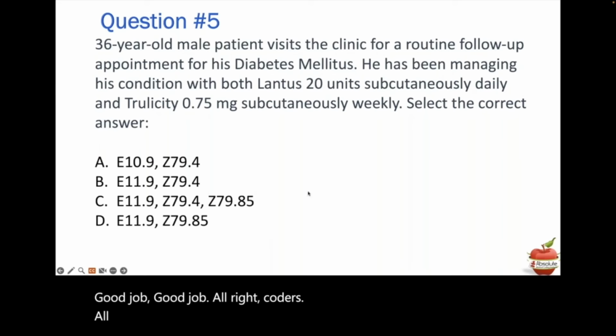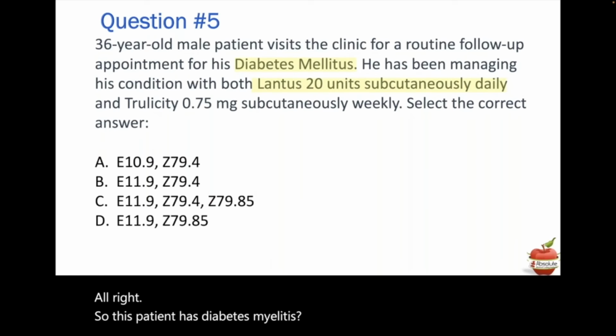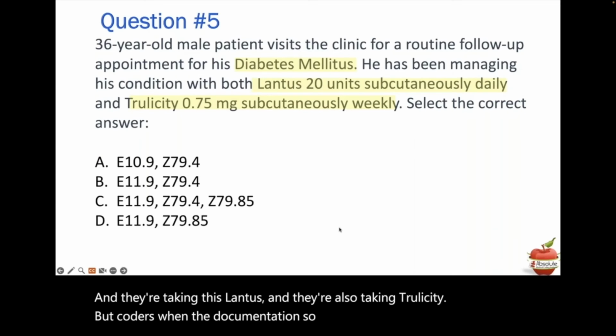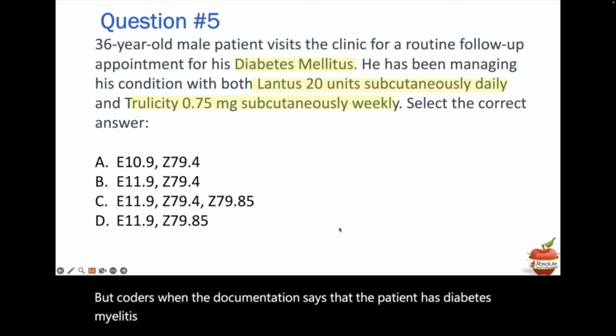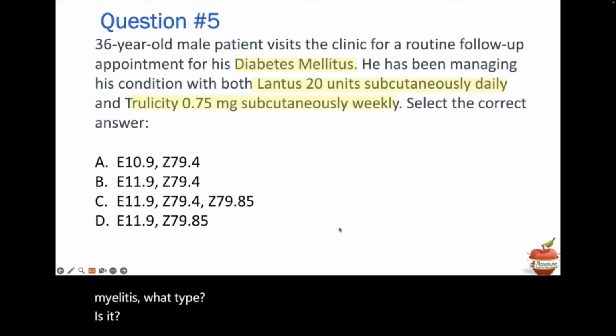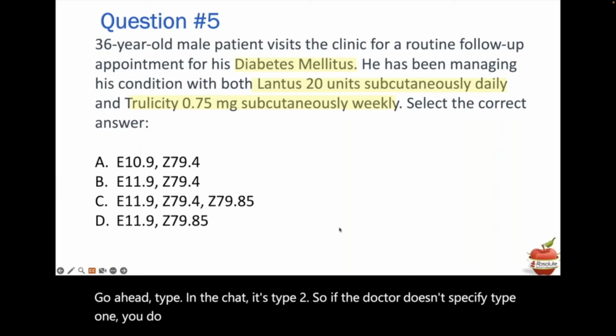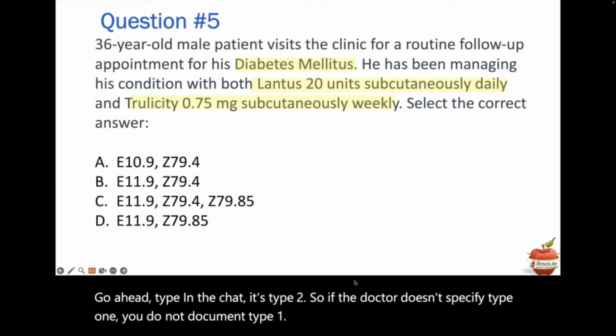All right, coders. So this patient has diabetes mellitus, right? And they're taking this Lantus and they're also taking Trulicity. But coders, when the documentation says that the patient has diabetes mellitus, what type is it? What is the default? Go ahead, type in the chat. Yeah, it's type 2. So if the doctor doesn't specify type 1, you do not document type 1.